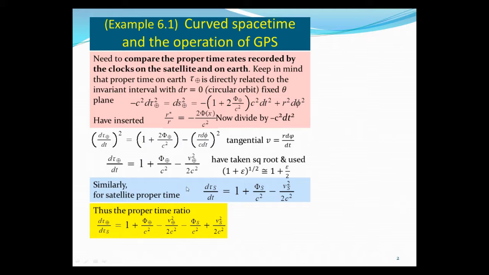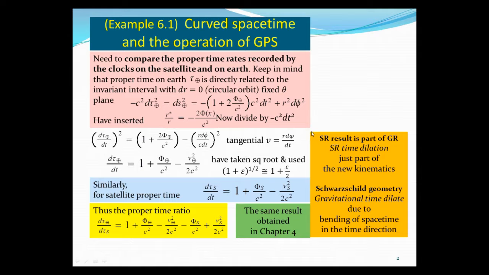Then the ratio of these two proper times is just this term. This is in the denominator now, so we put it in the numerator. You have to change the sign, so this becomes minus and that becomes plus. But that's exactly the same result we obtained previously.